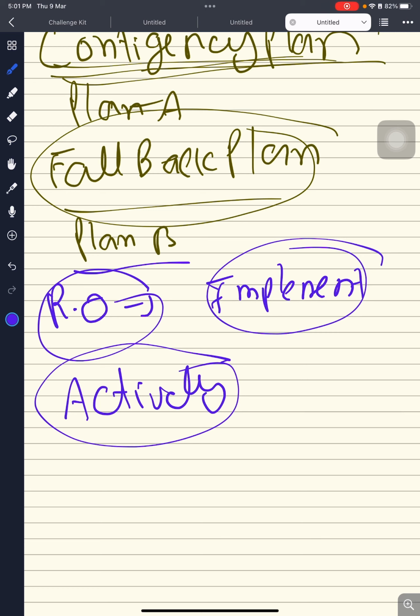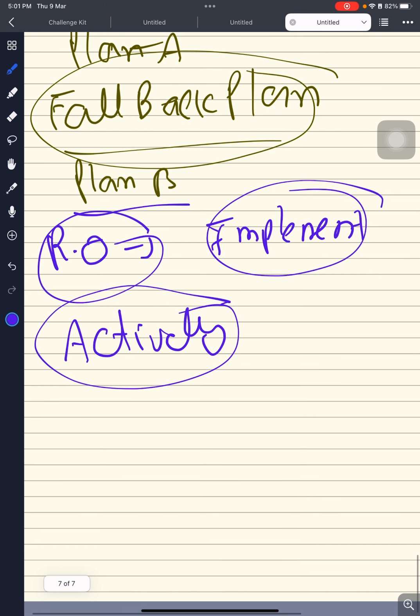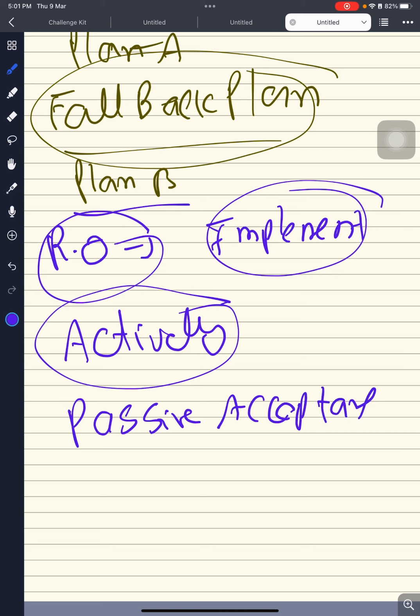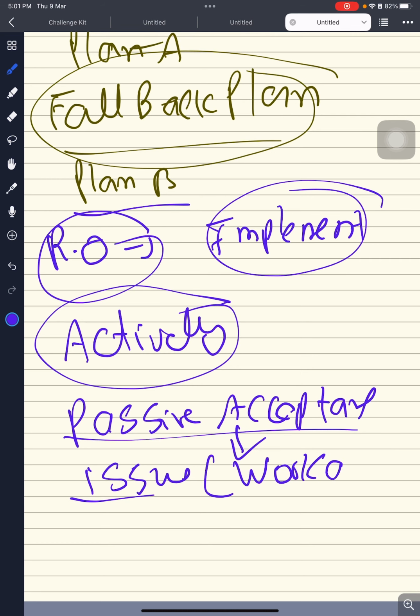These contingency plans are part of the cost baseline and the schedule baseline. We plan it, put it in the baseline. Sometimes we identify the risk and we don't make any plan for it, so we also do passive acceptance. Passive acceptance is just like treating it as an issue. No plan whatsoever. We will do a workaround for that.